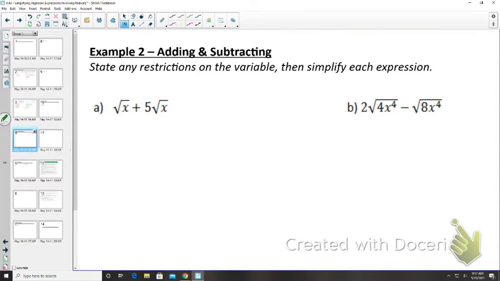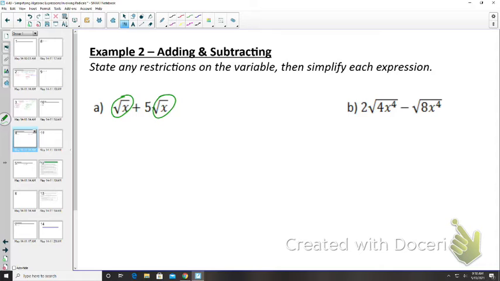All right, so example 2, these are involving adding and subtracting radicals. So remember, to add radicals, we need to have the same radicand, right? So in this case, we both have root x as our radicand, so we can add those together. And same within b, we have the same radicand, so those can also be combined, right? They have the same radicand.